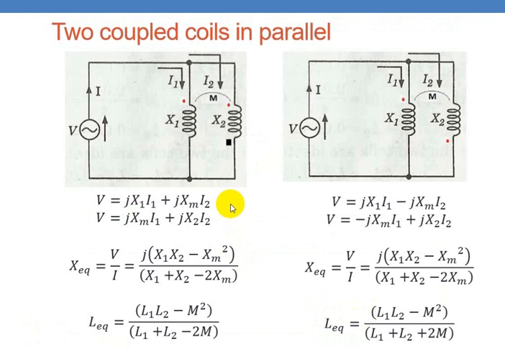Coming to two coupled coils in parallel. Suppose the coils are in parallel. How to get the equivalent inductance? Now consider this case. V is the voltage source and I is the current supplied by the voltage source, and this current gets divided. In this branch it is I1, in this branch it is I2. These are the two coils, they are coupled and placed close to each other, and there is mutual inductance, and the dots are also shown here.